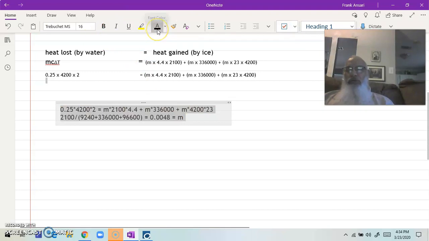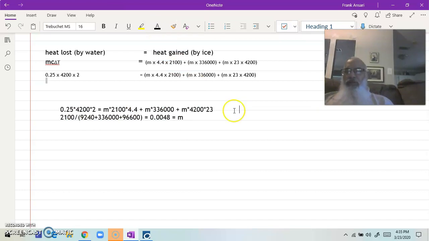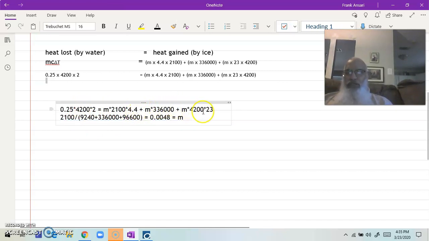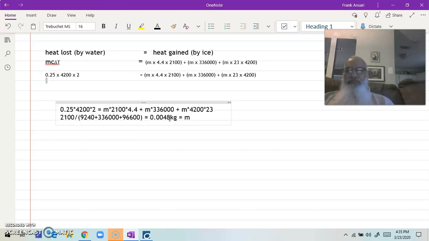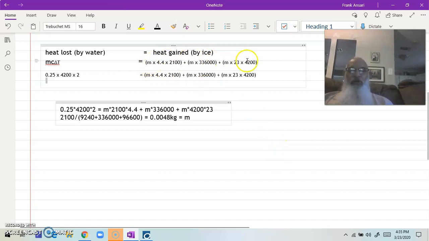I'm going to change the font color so you can see clearly. So you have that on this side. You have M times 2100 times 4.4, this and this. And when you solve it, M comes out to so many kilograms. We are almost out of time, but I hope this makes sense. The point I'm trying to make here is that you have to do it in parts. Sometimes you can do it separately and add together, or do it in a single equation, however it works out.